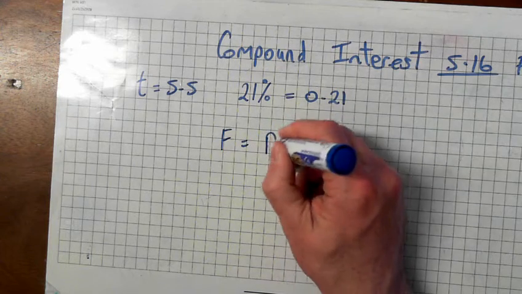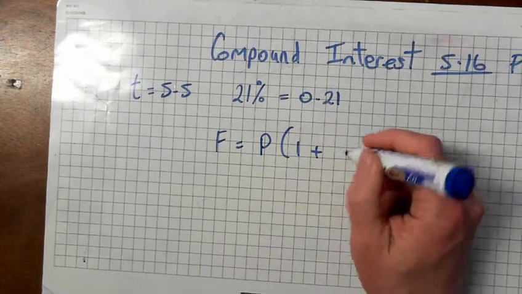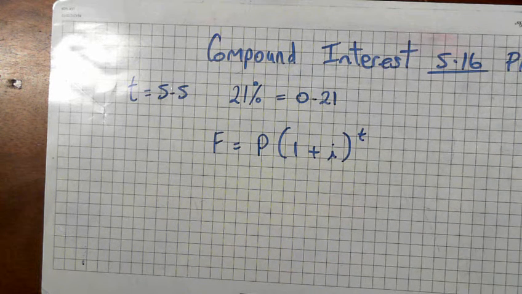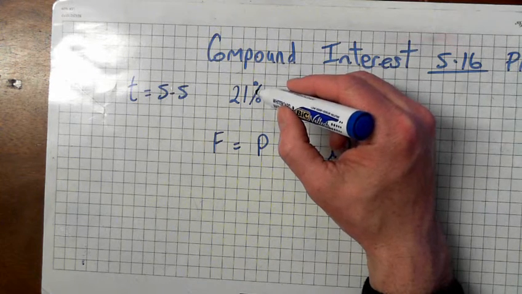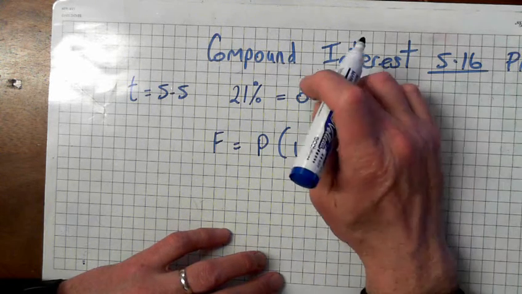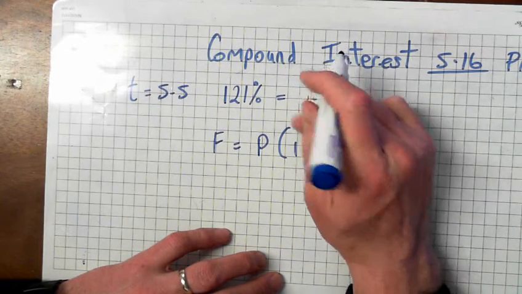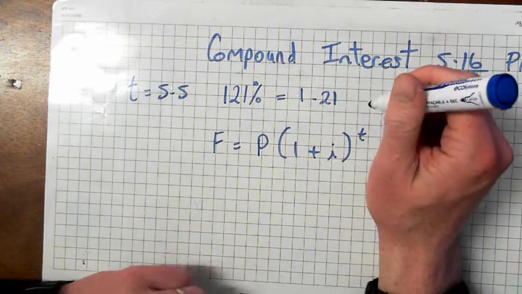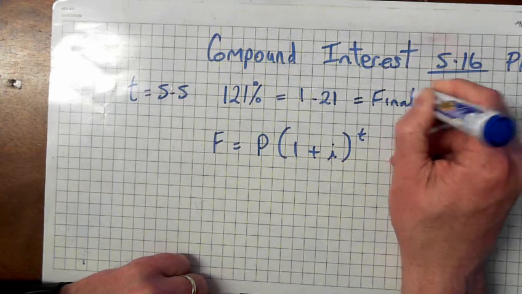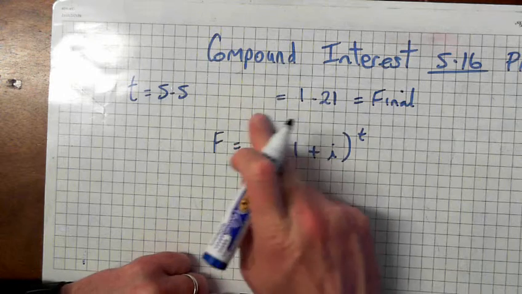F is equal to 1 plus I to the power of t. Right, step 2, it says identify the parts that we are given in the question. So the final value is the original amount plus the interest, which is 100 plus 21% is 121%. So 121% can be written as 1.21. So that's the final amount.